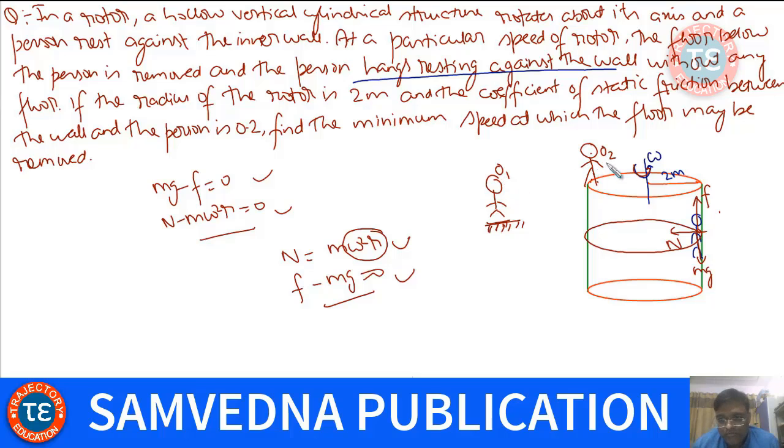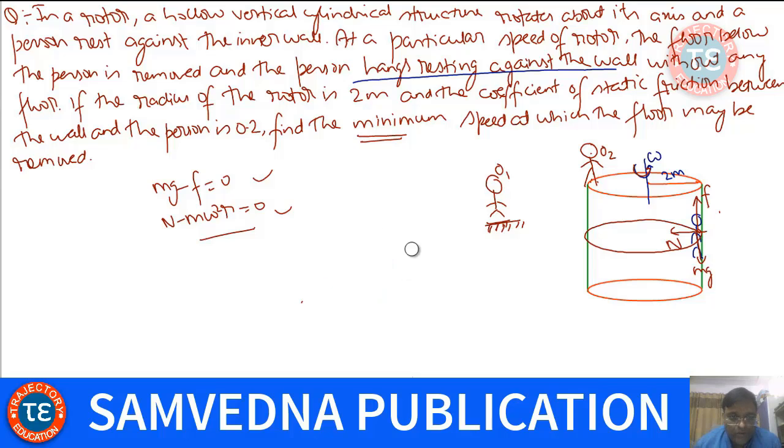See, this pseudo force compensates for the difference in the observation made by O1 and O2. That's what pseudo force stands for. It compensates for the difference in the observation made by the inertial and non-inertial observer, right? So whatever observer you take, your equation will turn out to be the same. Getting the point? And the question asks for minimum speed.